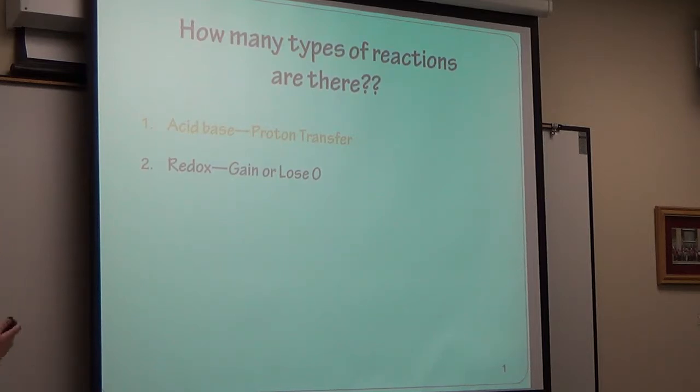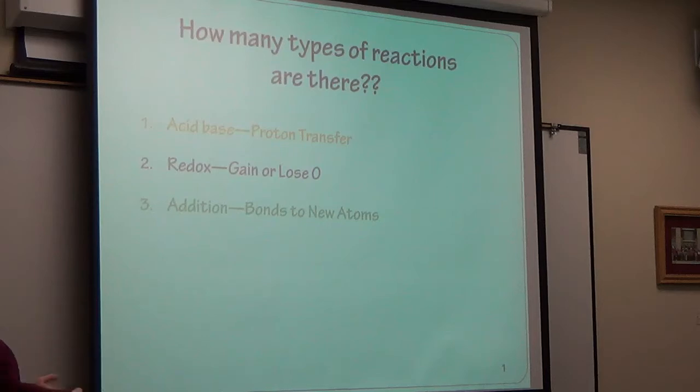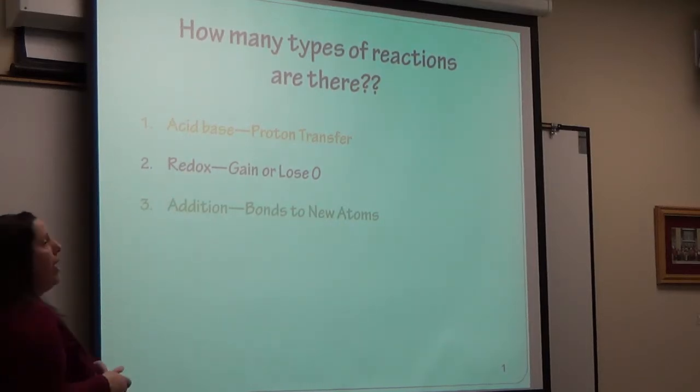Okay, but again, how can we use this as a pattern? Then the addition reaction. When you add new bonds, new atoms, to the carbons, usually this has to do with a double bond or a triple bond. You're going to take that pi bond, break it, and then you have the ability to add two new things. So these are known as addition reactions, adding new atoms.